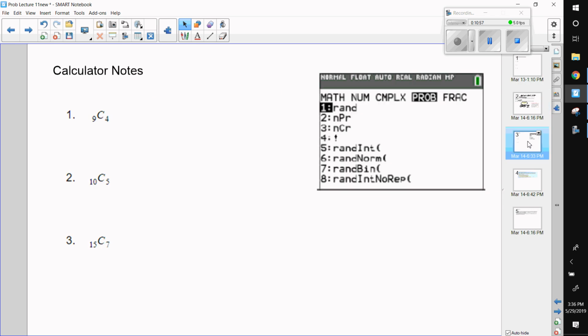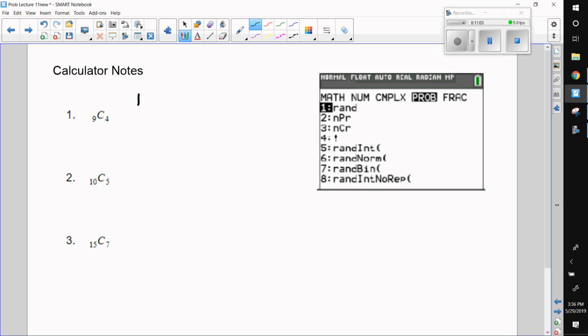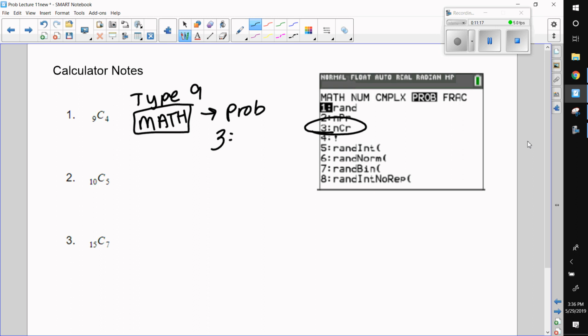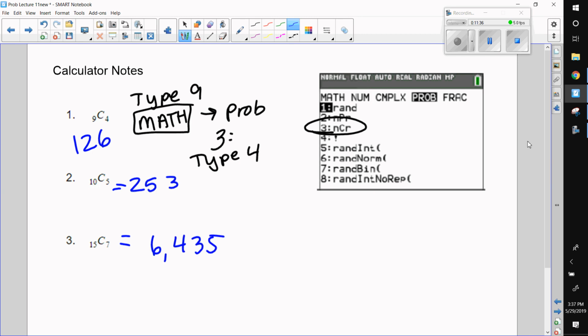Okay. So if we just practice, this is good practice here for your calculator. You might have to type this in first. So type 9, then go to math, go over to probability, and you can see that you're going to choose this one, 3, which should bring you back to your home screen, and then you fill in the 4. Okay, and this one should get you 126. Make sure you practice this. This should get you 253, and this should give you 6,435.